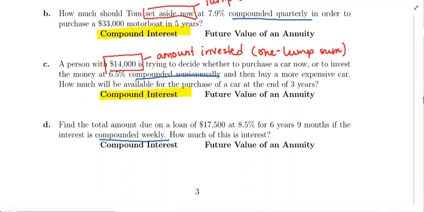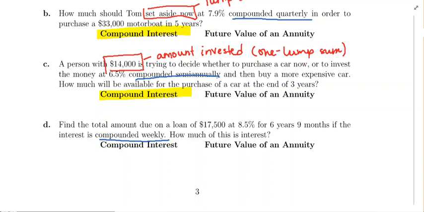Part D. Find the total amount due on a loan of $17,500 at 8.5% for 6 years, 9 months. If the interest is compounded weekly, how much of this is interest? Here's a situation where we're not saving money. This is a loan problem. We have discussed in some of the earlier videos that you can talk about loans and investments interchangeably. They work the same way.